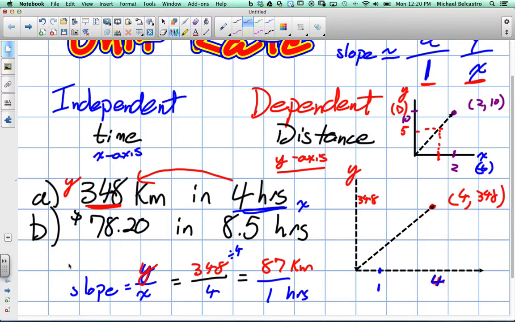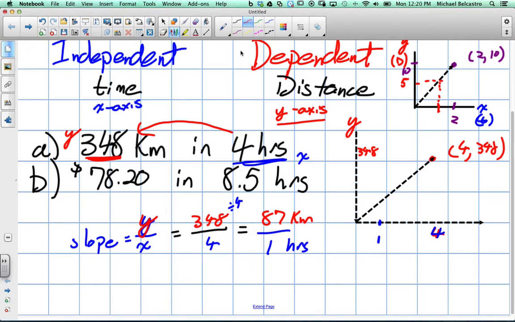Okay? Now let's say we have our second relationship here. In our second relationship, I have hours worked and I have the amount of money we earned. Which do you think is the independent variable? The 8.5 hours, that's right. Because depending on how many hours I work, my pay changes. So that means my pay is my dependent.